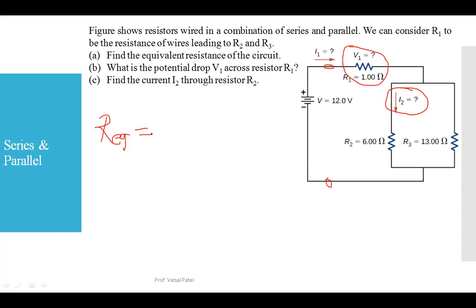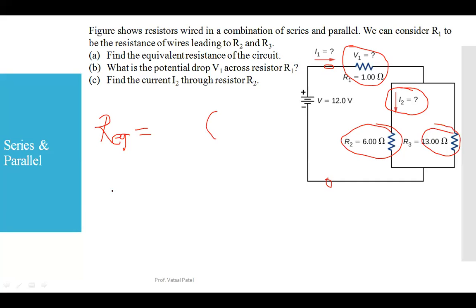So can you tell me what could be the equivalent circuit or equivalent value of the resistance here? See how you start this calculation. First of all, you can see this R2 and R3, they are in parallel. So R2 which is parallel with R3, and then after it is in series with R1. So first of all, identify the 6 parallel to 13, right?